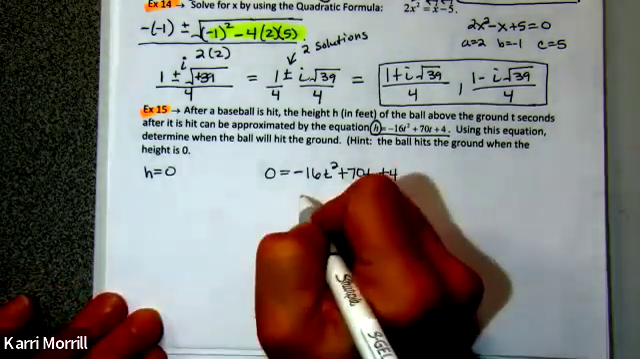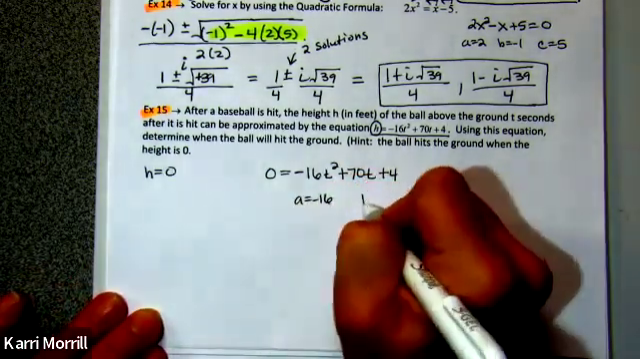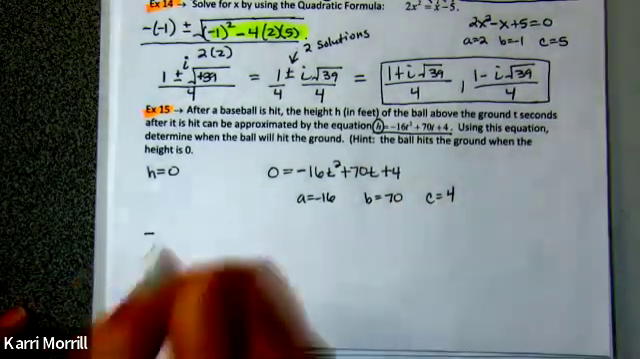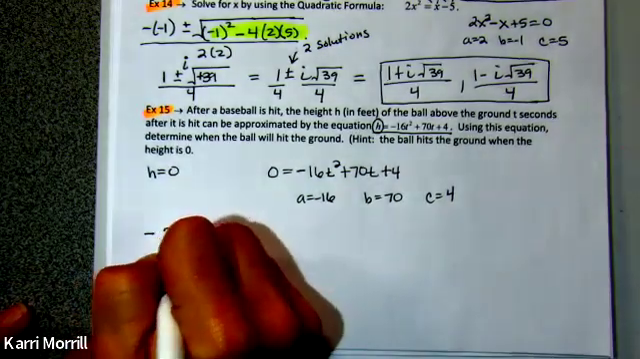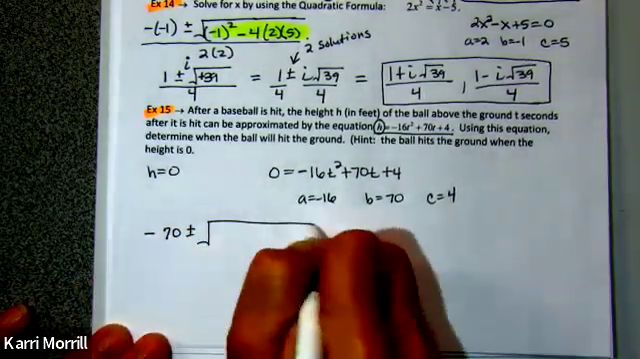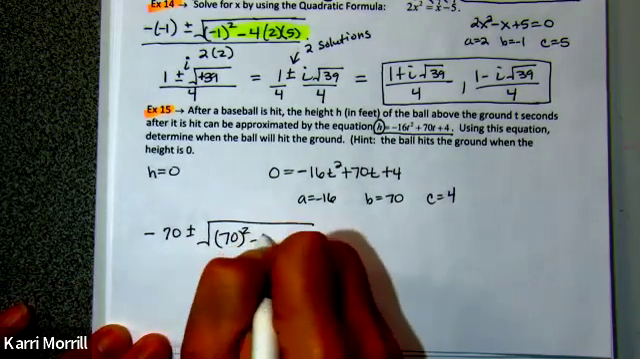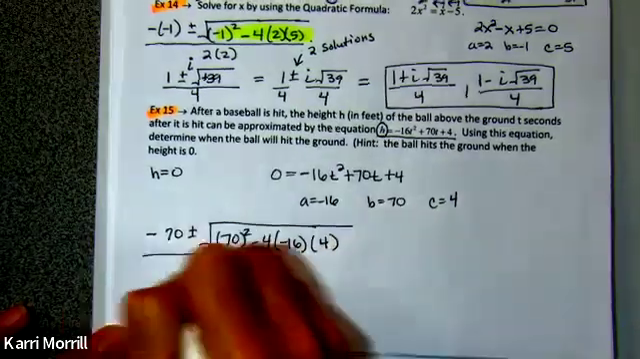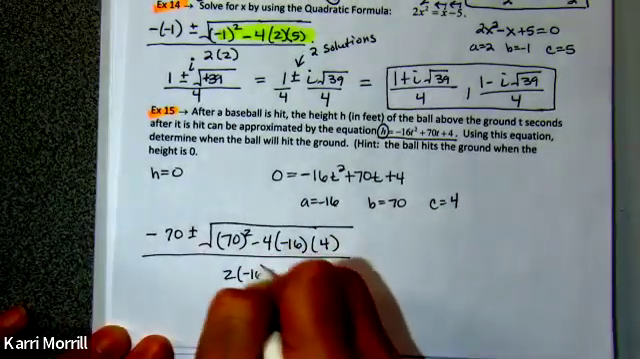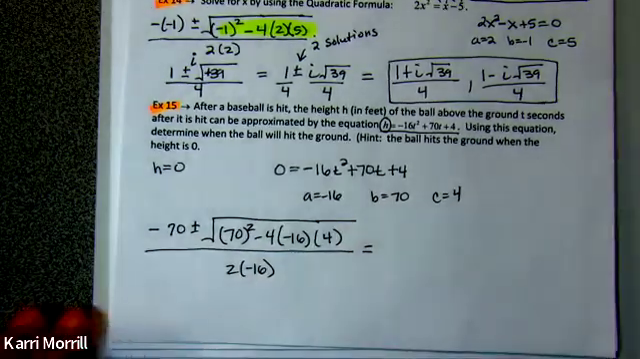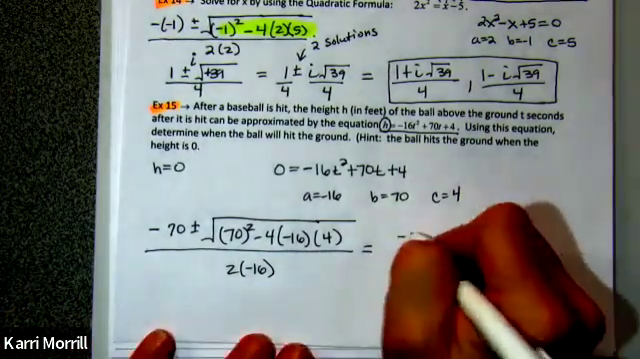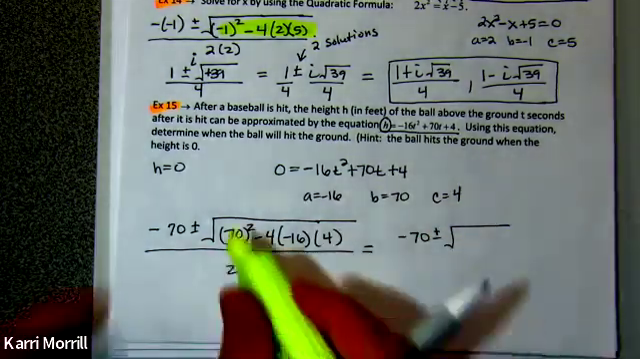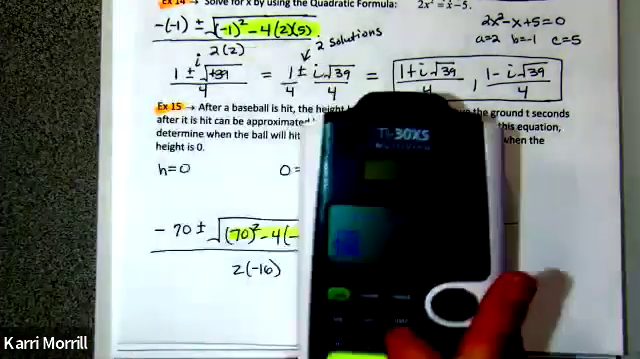So your a value is -16, your b value is 70, and your c value is 4. So from the formula, negative b, which is -70, plus or minus the square root of b squared, so 70 squared, minus 4 times a, which is -16, times c, which is 4, all over 2 times a, and a is -16. Okay, so we have -70 plus or minus, and then we're going to see what this number is underneath that radical if we were to do all that math.